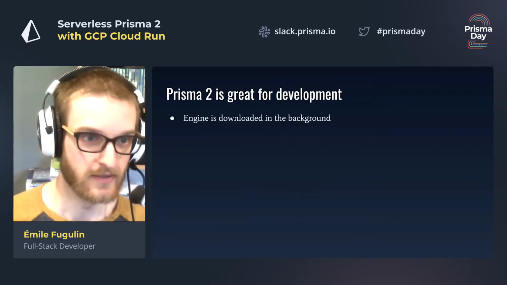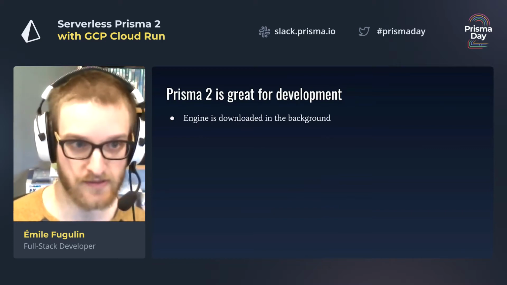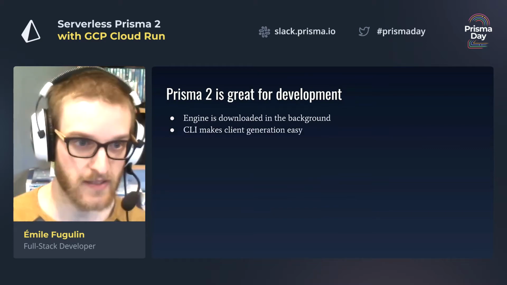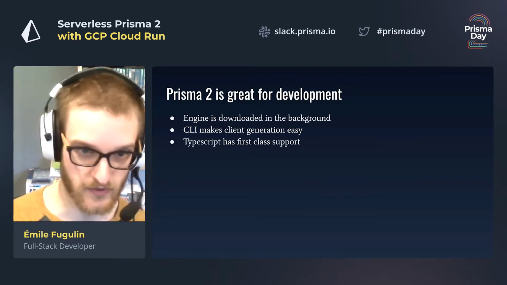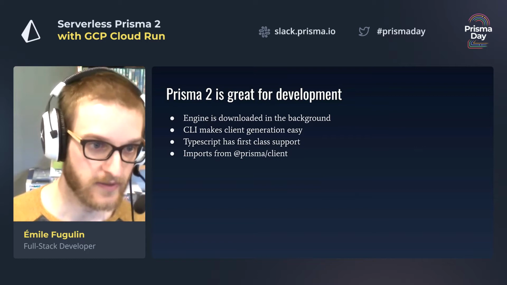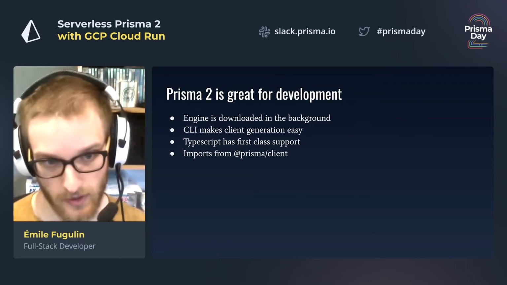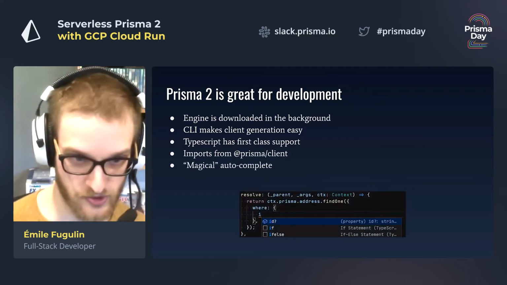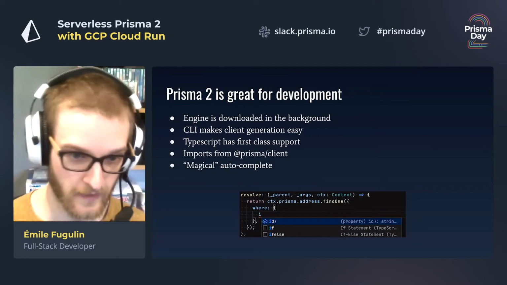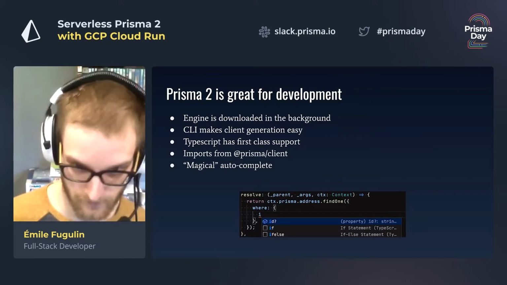Prisma 2 is really great for development. The engine is downloaded in the background for you. Probably a lot of you didn't know there is an engine at all. The CLI makes client generation easy. TypeScript has first-class support. The imports are all from @prisma/client, making them easy and convenient throughout your project. And most importantly, the magical autocomplete that we love at the end of the day, and that's what makes us productive from day to day.